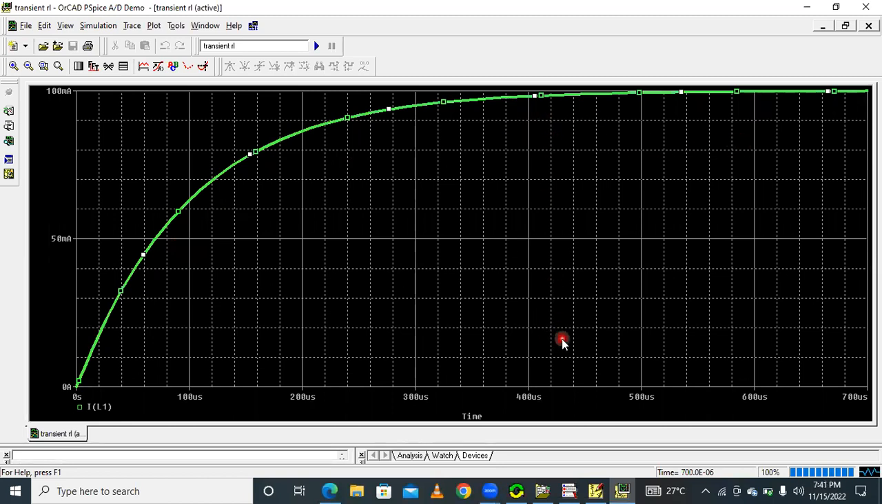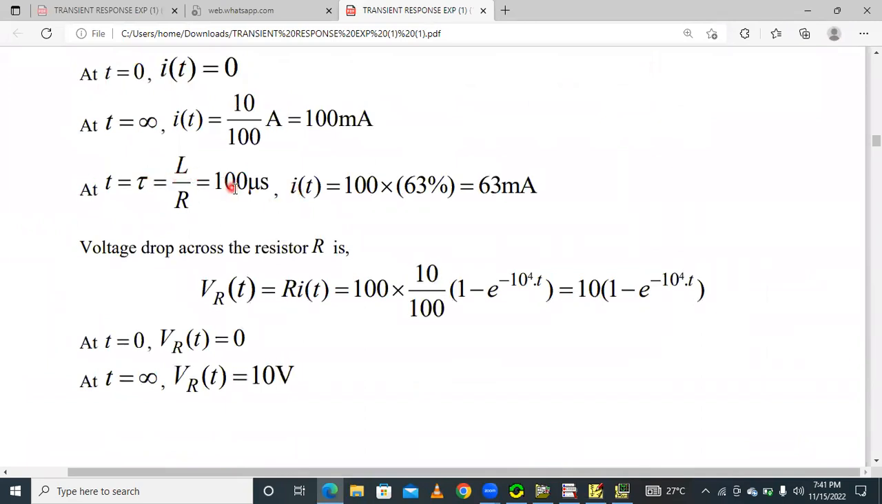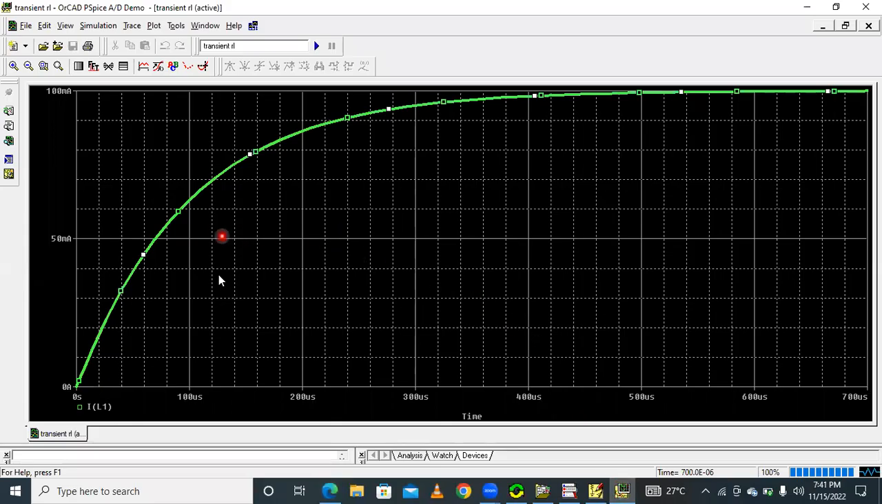So 5 time constants is 500 microseconds. Here the time constant is 100 microseconds. This is the final steady state value, and at the time constant of 100 microseconds the current is 63 milliamps.